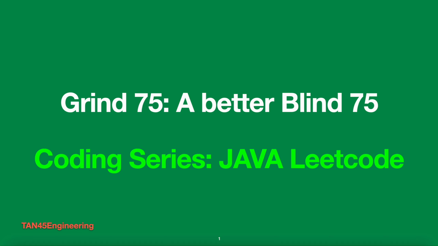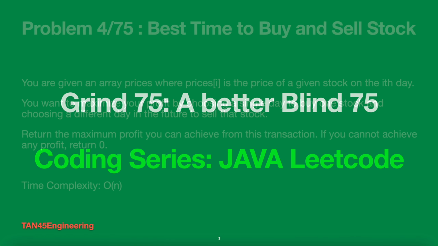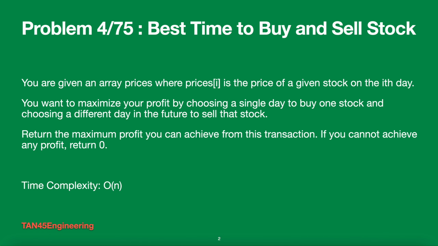So let's dive directly into today's problem. Today we are at our fourth problem out of the 75 total problems: Best Time to Buy and Sell Stock. The problem statement is that we are given an array of prices where prices[i] is the price of a given stock on the ith day. We have to maximize our profit by buying on one day and selling on another day. We'll jump right into the question and try to solve it in the time complexity of O(n).